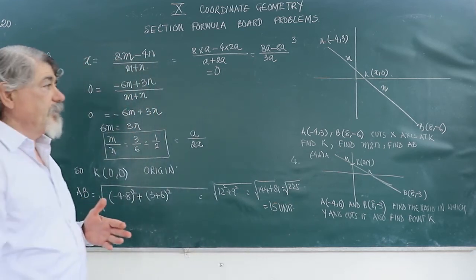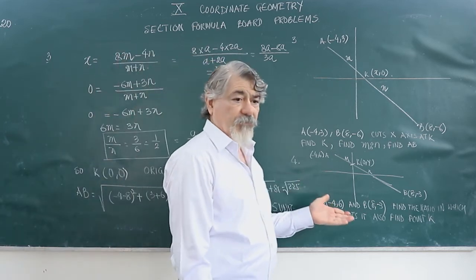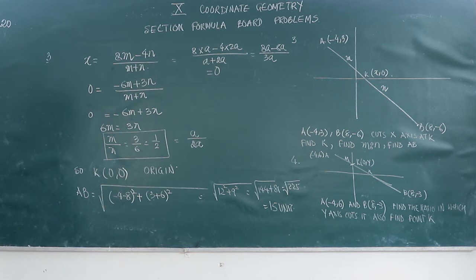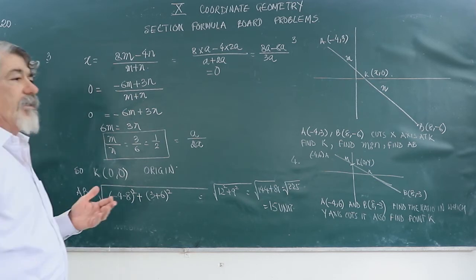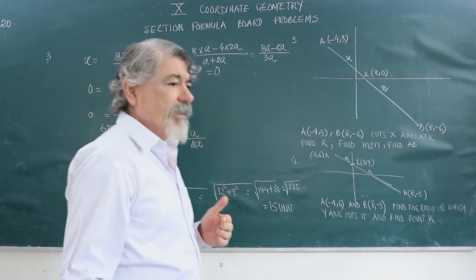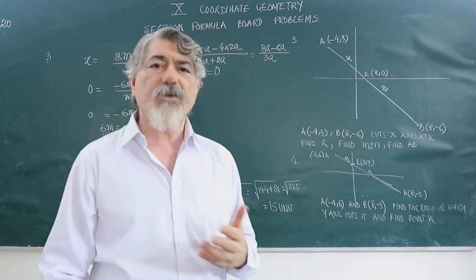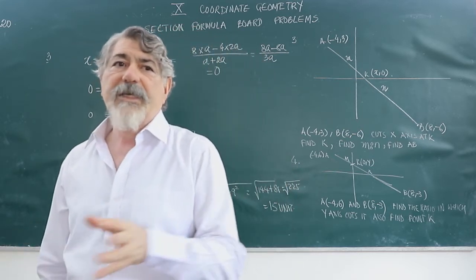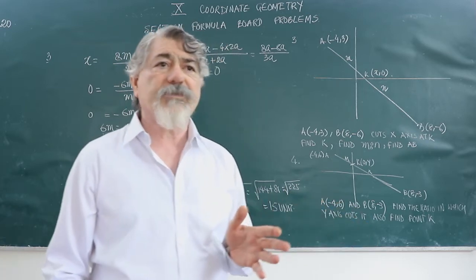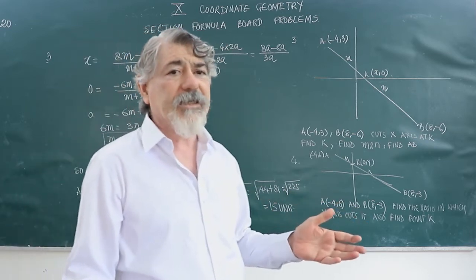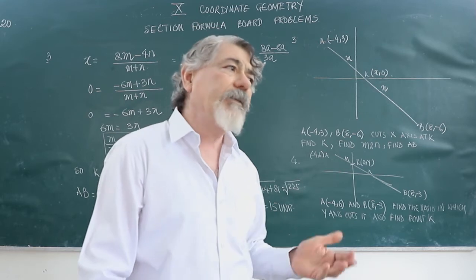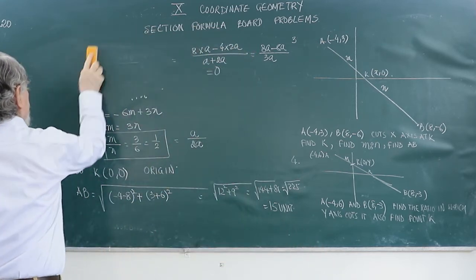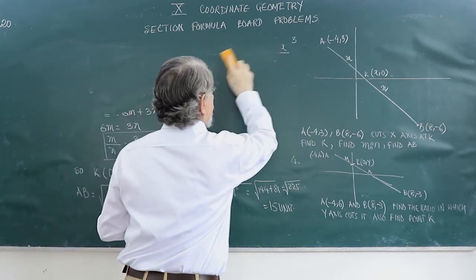Exactly on the same principle we are going to do question number 4. These are mainly questions where the line segment AB is cutting the x-axis or y-axis. It divides the line in the ratio of m is to n. He'll ask you to calculate the coordinates of K, the ratio m is to n, and he might ask you to calculate any length which is possible. Now let's see the fourth question.